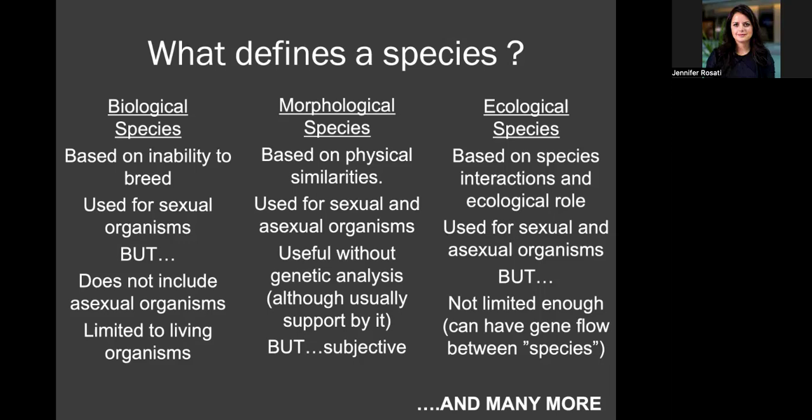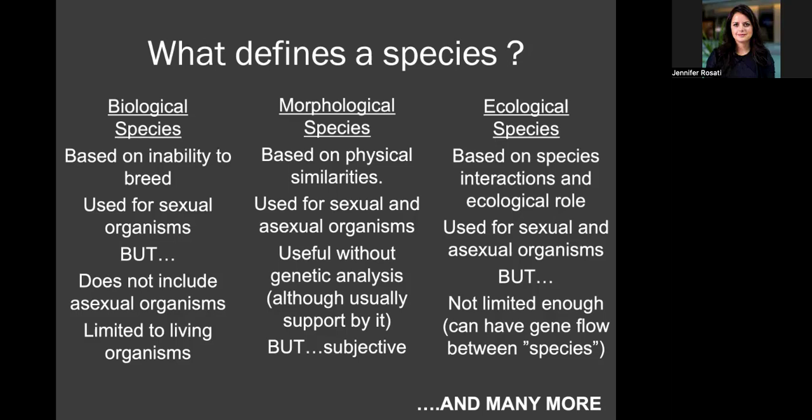We can also define a species morphologically. This is based on physical similarities that they may have. This classification can be used for both sexual and asexual reproducing organisms. This is also very useful when genetic analysis is not available, although many times morphological definitions of species are also supported by genetic analyses. However, this can be subjective and it can also be misleading, as we've learned in the previous lectures.